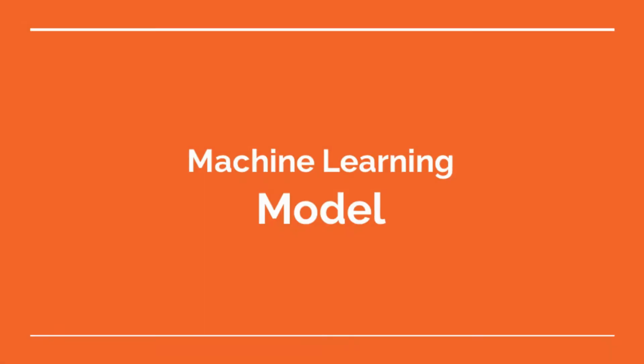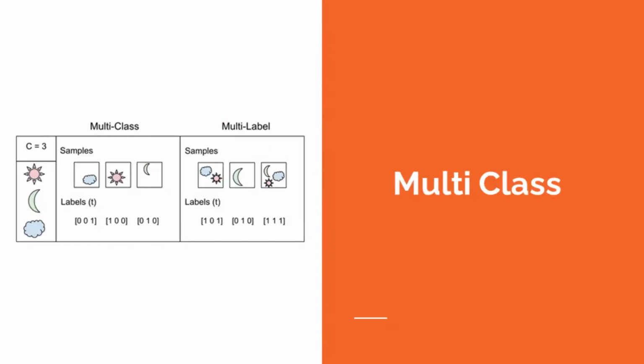And next are the machine learning models. In our dataset, there are 4 labels, which is called multi-class classification. Multi-class classification is a classification task with more than 2 classes. For example, classifying a set of images of fruit which may be orange, apple, or pears.